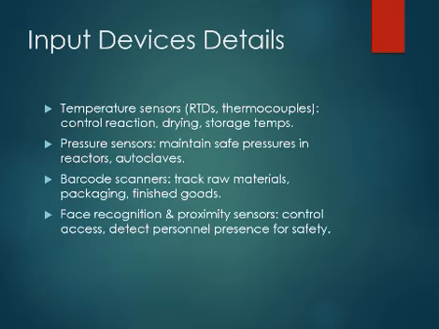More details on the input devices. Temperature sensors, RTD. RTD is resistance temperature detector. Thermocouples. They control reaction, drying and storage temperatures. The pressure sensors. They maintain safe pressures in reactors and autoclaves. Barcode scanners, they track raw materials, packaging and finished goods. Face recognition and proximity sensors control access, detect personnel presence for safety.